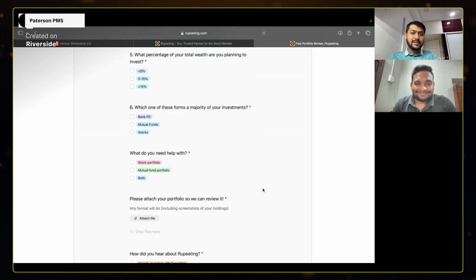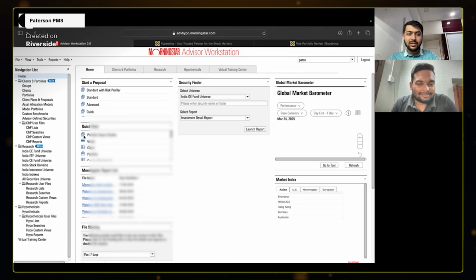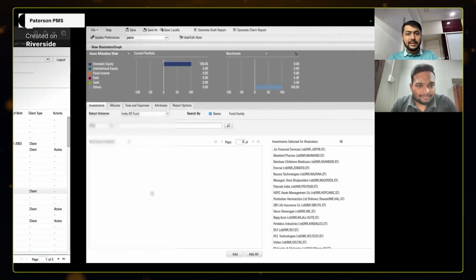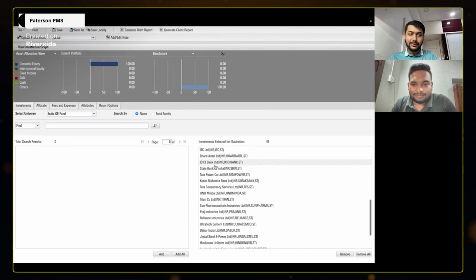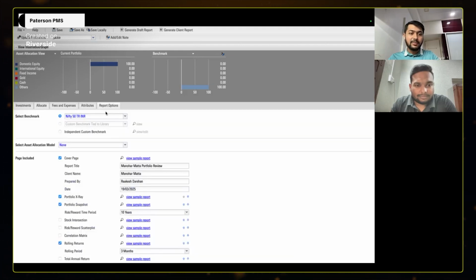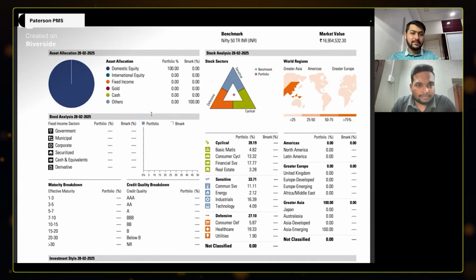Once this is done, whenever we get your portfolio, we upload it on our Morningstar platform. We have an advisory station where we generate a report for any client. Here we have a good list of clients. Once we add your data, we add the stocks that you hold, and allocate shares based on the quantity you're holding. That's why we ask for the quantity you currently have in your portfolio. Then we do some settings for benchmark and other settings, and generate your report.